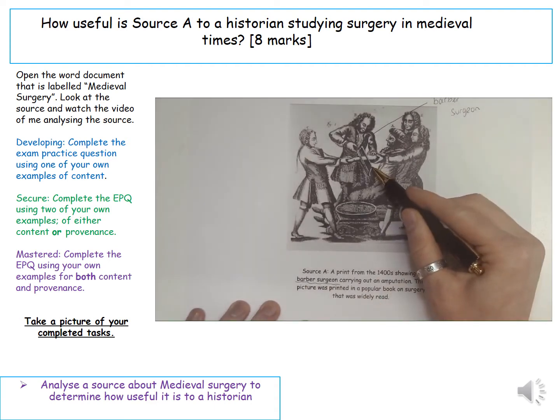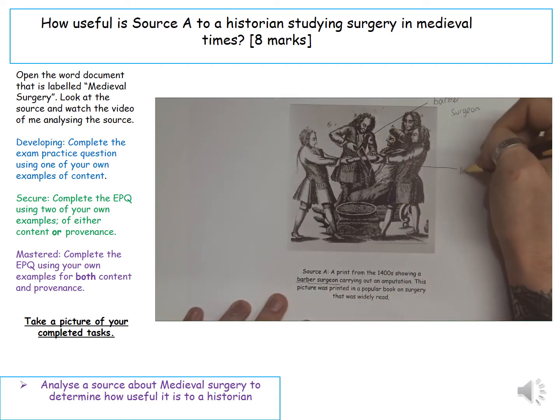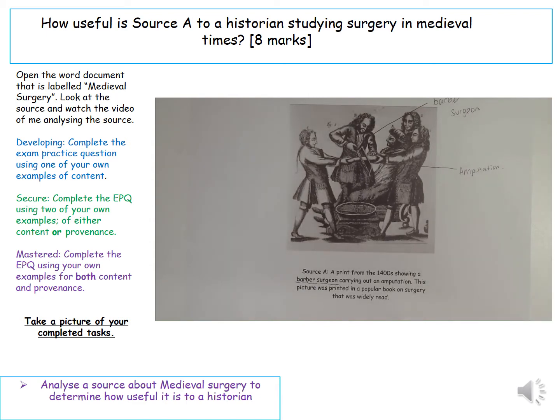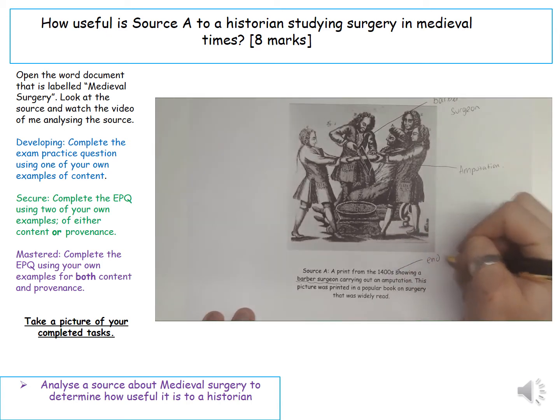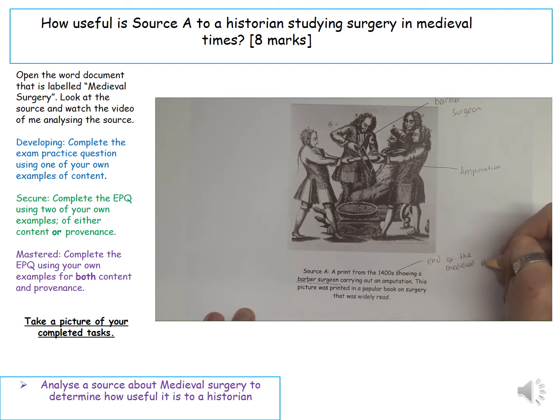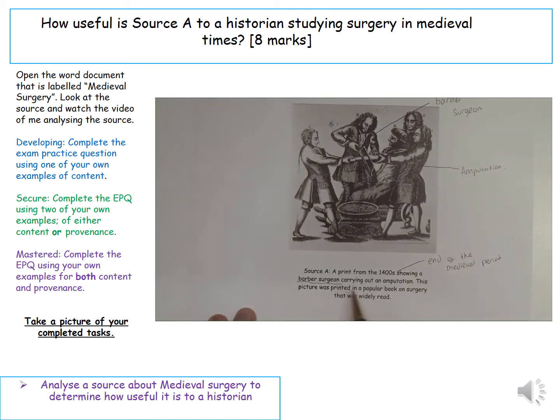If you're a developing student, you are going to complete that exam practice question using one of your own examples of content. Do not copy the ones from my video. If you're a secure student, you're going to complete the practice question using 2 of your own examples, either content or provenance. If you're a mastered student, you're going to complete that exam practice question using examples of both content and provenance. Remember to take a picture of your completed exam practice question for us to be able to mark.